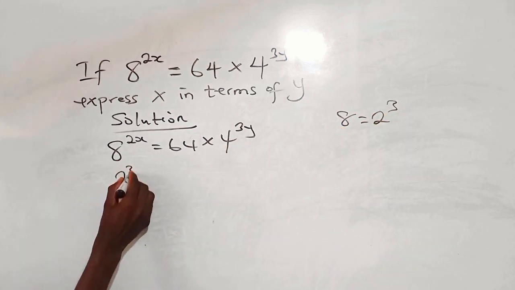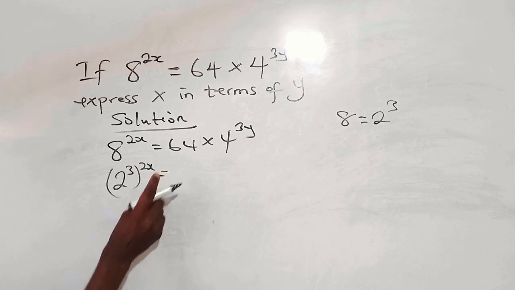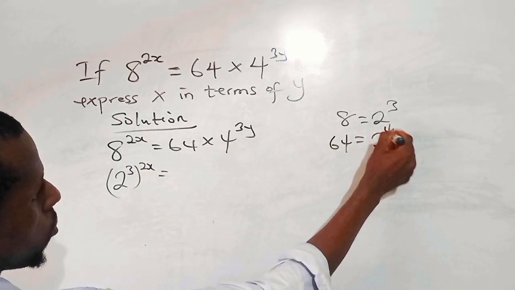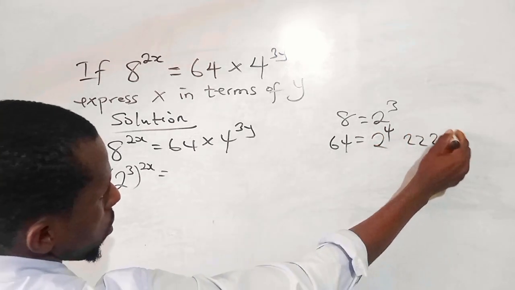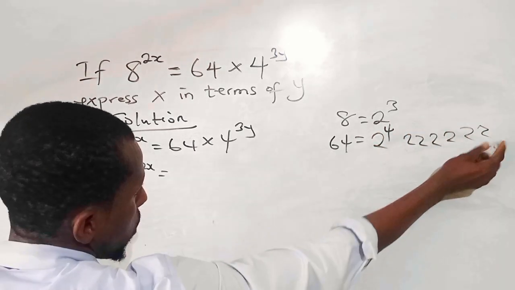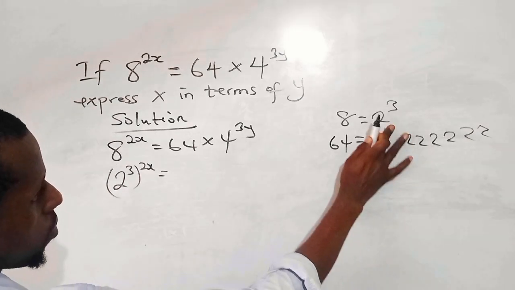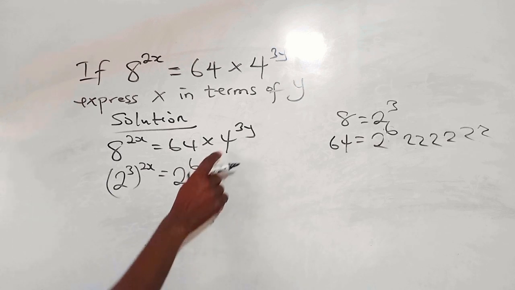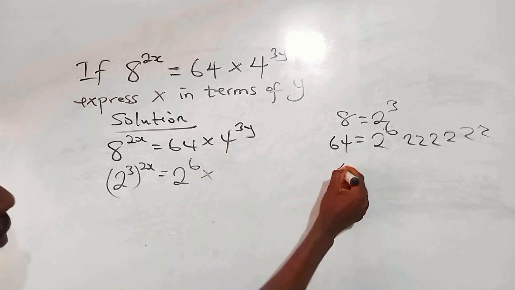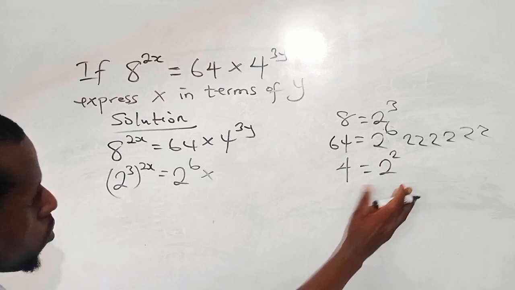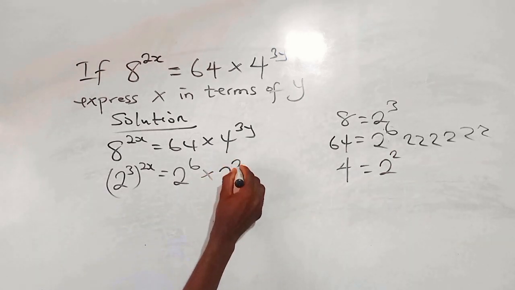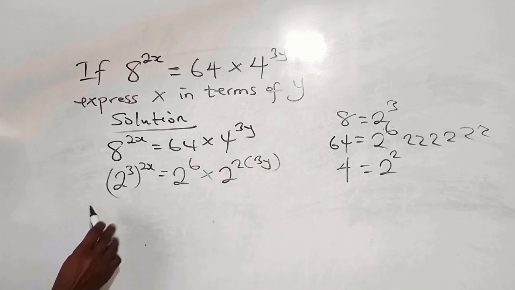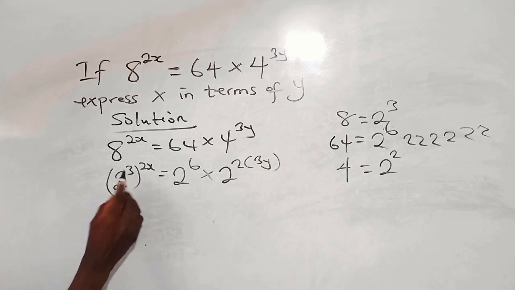So I can say 2 raised to power 3 into 2x equals, for 64, I can write this as 2 raised to power 6: 2 times 2 is 4, times 2 is 8, times 2 is 16, times 2 is 32, times 2 is 64. So I have 2 raised to power 6, times 4, for 4, I can put this in the form of 2 raised to power 2, which is 4, times 3y. So here I can open up exponent's law.